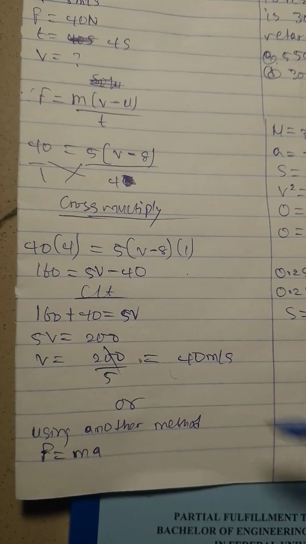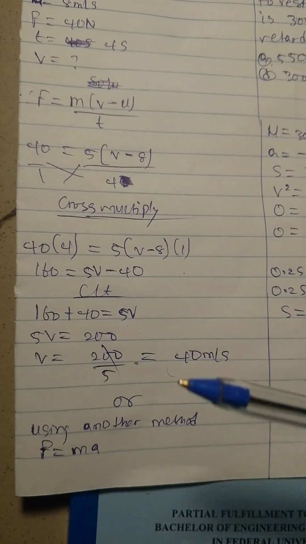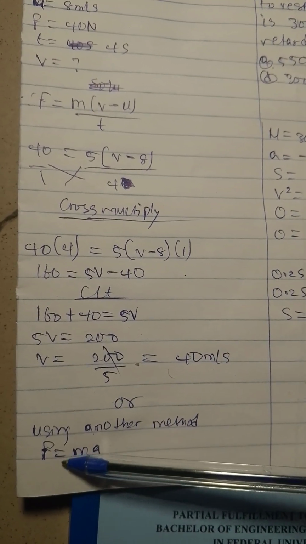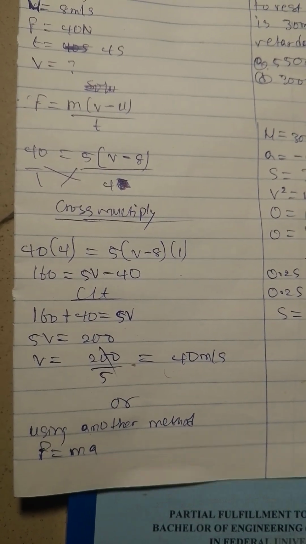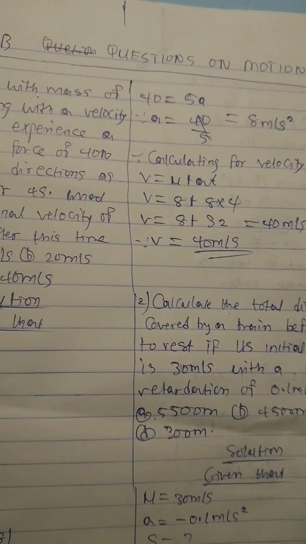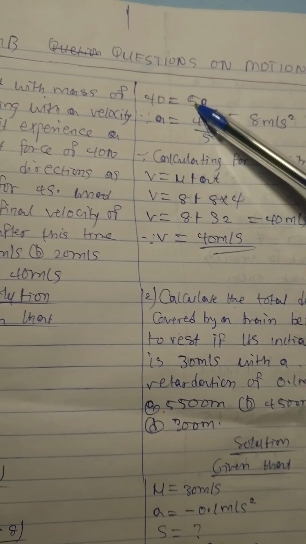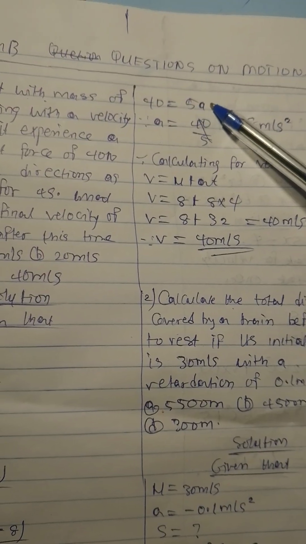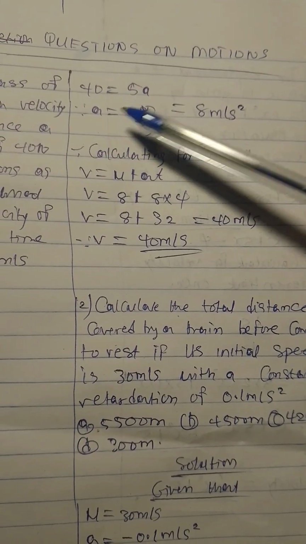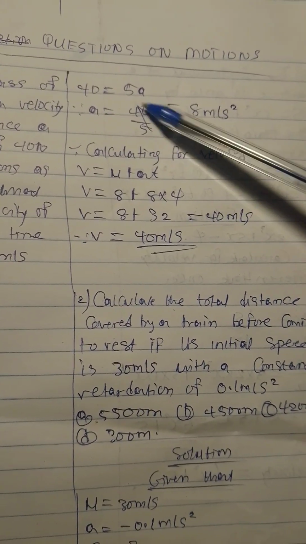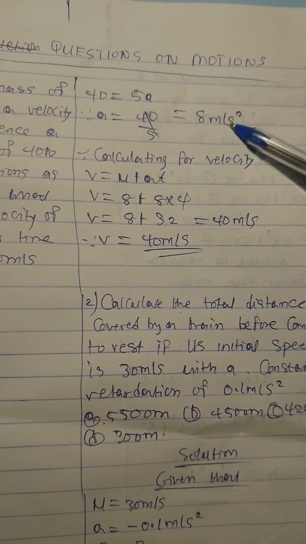Now this same question can be solved using another method. We have that force is equal to mass times acceleration, right? Since force is given as 40, it is equal to mass, given as 5, times acceleration. Therefore acceleration is equal to 40 over 5. So acceleration is equal to 8 meters per second squared.